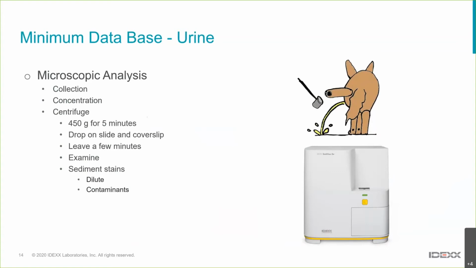The sediment is going to be denser in a concentrated sample than in a very dilute sample. Ideally, for the microscopic exam, we should be centrifuging the urine at a relatively low speed for 5 minutes, putting some urine on a slide, putting a cover slip on it, leaving it a few minutes for everything to settle under that cover slip, and then doing an examination.